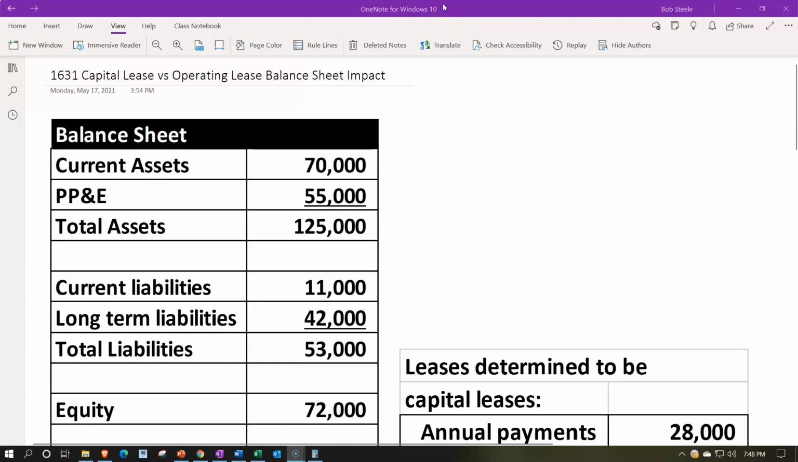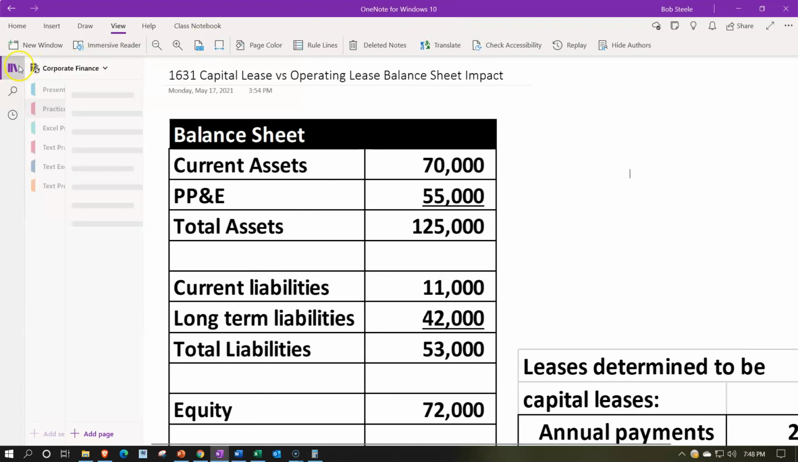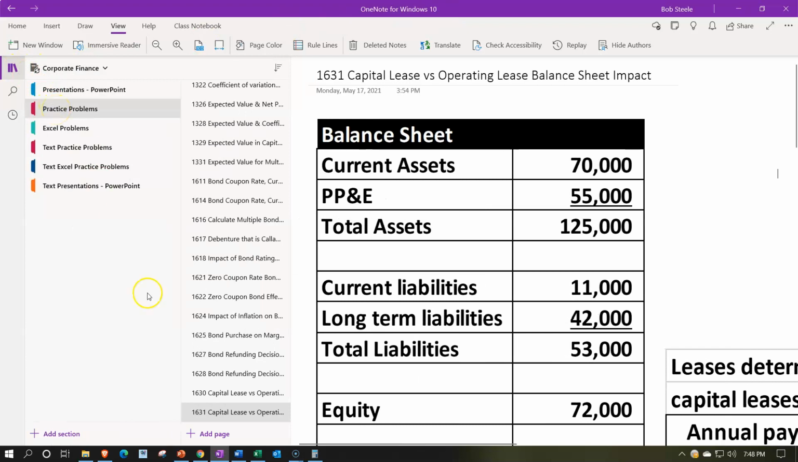If you have access to OneNote and would like to follow along, you're not required to, but if you would like to, we're in the icon on the left-hand side in the Practice Problems tab, down in the 1631 Capital Lease versus Operating Lease Balance Sheet Impacts tab. Also note, when using OneNote, look at the Immersive Reader tool. Our practice problems will be down in the text area, same name, same number, but with transcripts that can be translated into multiple different languages and either listened to or read in them.